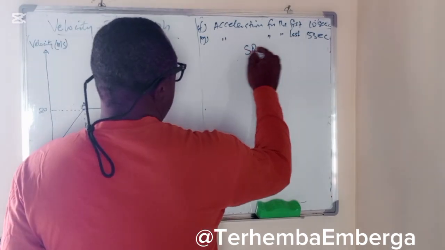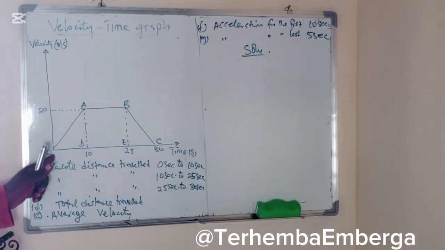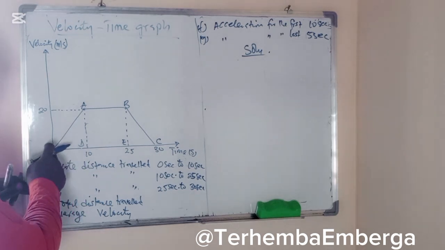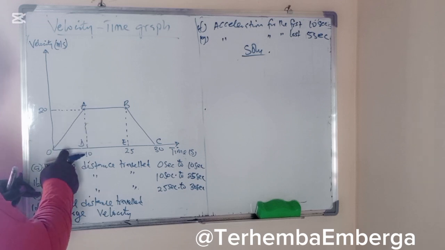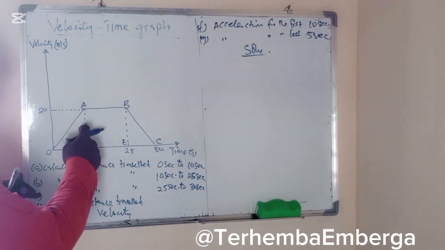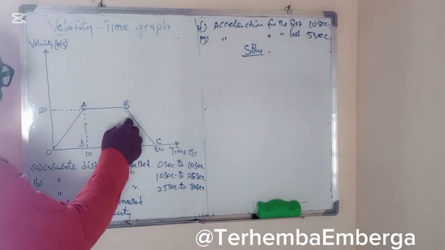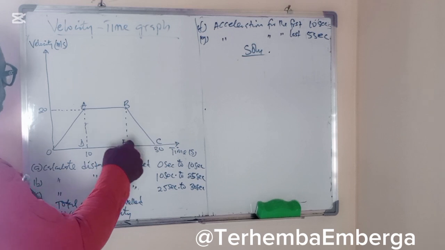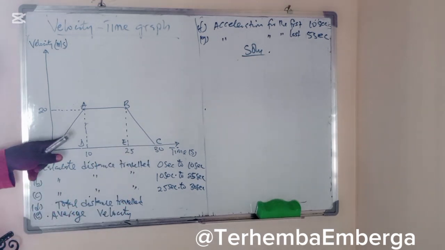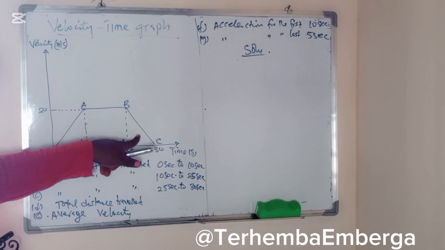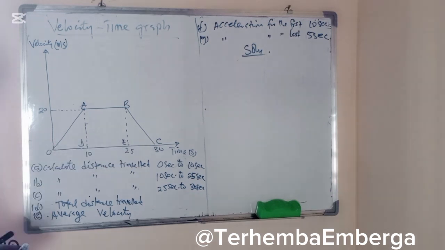So what do we do? We need to be smart. We have a right angle triangle here, that is OAD. Then the second one, we'll have a rectangle here, ABDE. And the last one, we'll have another triangle here, BCE. So if we are able to calculate the area of this triangle, the area of the rectangle, and the area of the last triangle, then we'll be solving the problem.